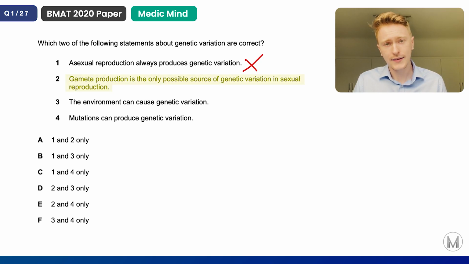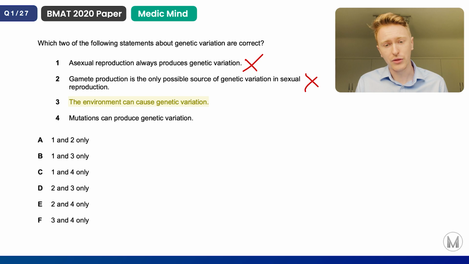We can then look at statement number 2. Gamete production is the only possible source of genetic variation in sexual reproduction. Again, this one is false. Actually, in sexual reproduction, you can have mutations happening in the DNA, which then create genetic variation not associated with the initial production of the gametes. So statement number 2 is also incorrect.